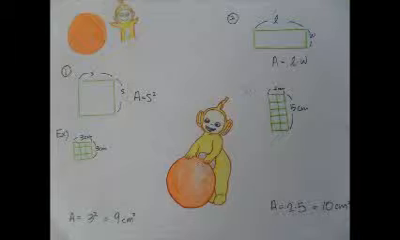Good job. What if the length of the rectangle is 5 centimeters and the width is 2 centimeters? Area would be 5 times 2, therefore 10 centimeters squared. Well done. Now you can go and find your ball.